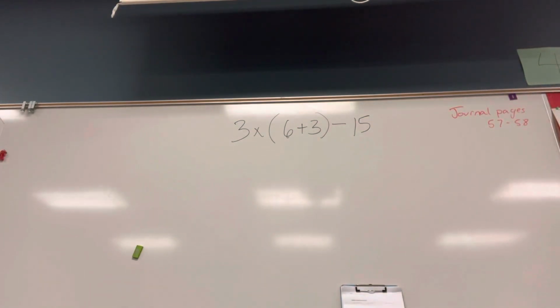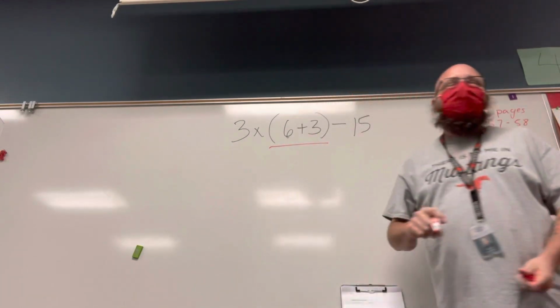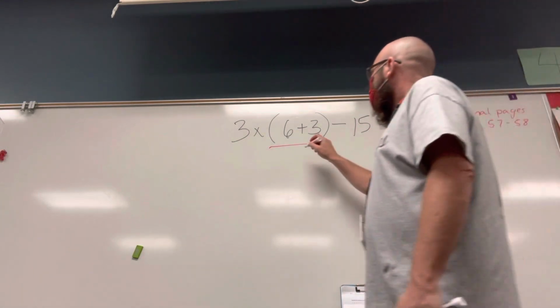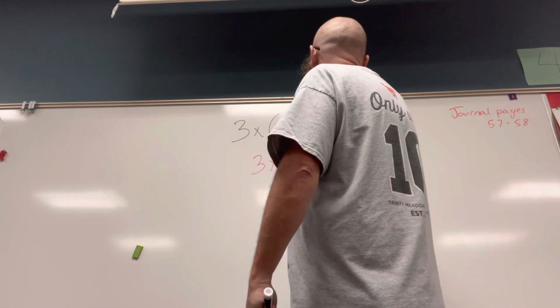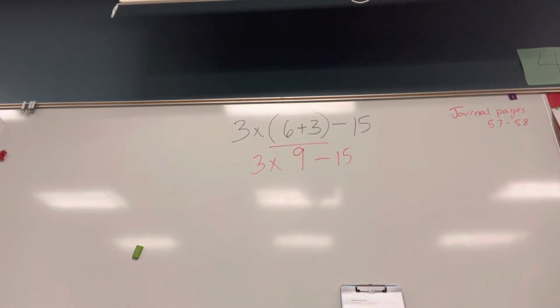Thomas, are there any grouping symbols? Yes. How many? One set. Good. Since we only have one, we only have to do that one to start with. Thomas, 6 plus 3 is? 9. We have eliminated just one operation. So now we're down to just 2 operations. We eliminate them one at a time.